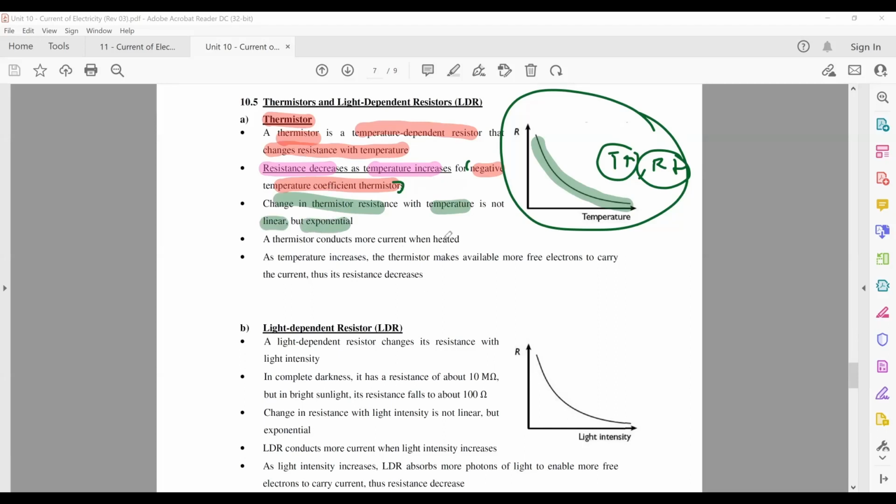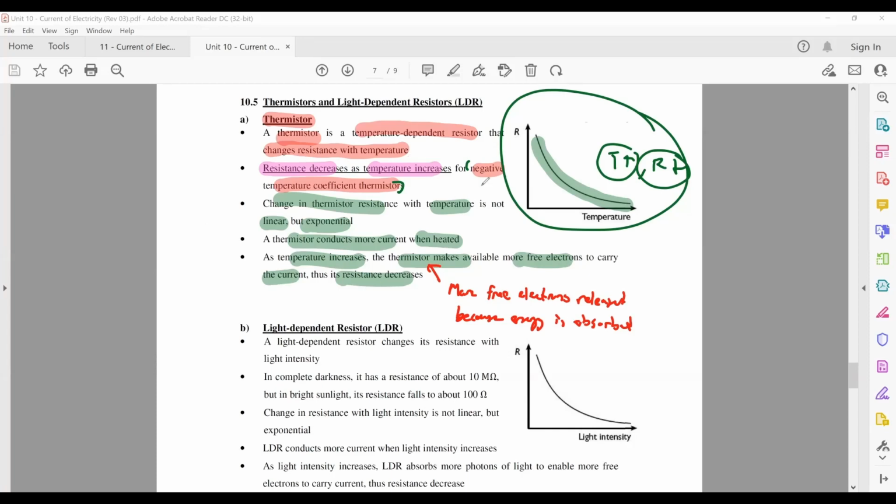When your thermistor is heated, it tends to conduct more current. The reason is that as temperature increases, the thermistor makes available more free electrons to carry current, thus its resistance decreases. You can just think of it this way: more free electrons are released because heat energy is absorbed. Okay, so this is for the thermistor.